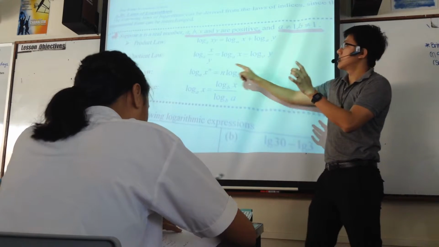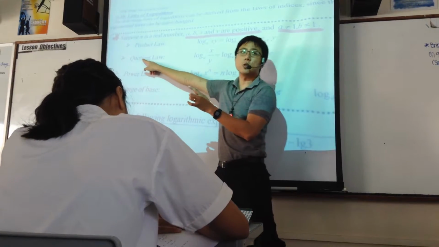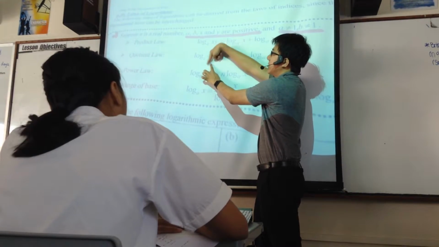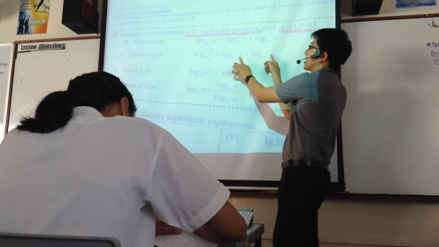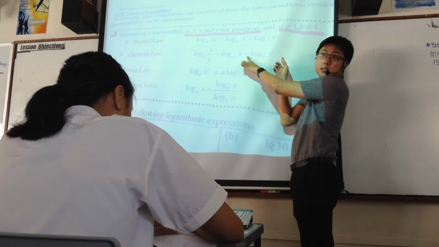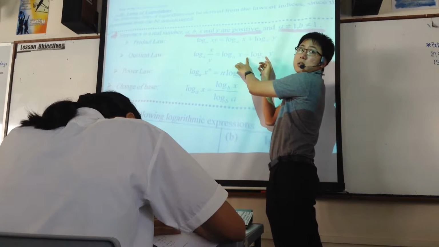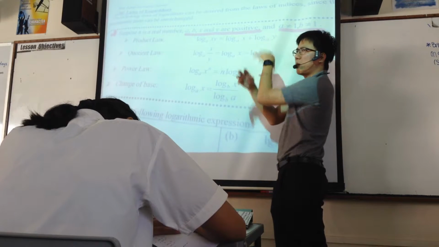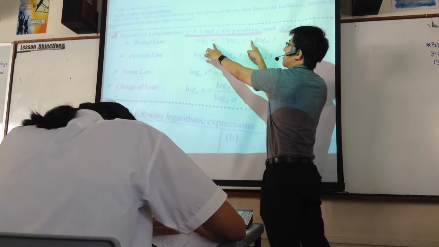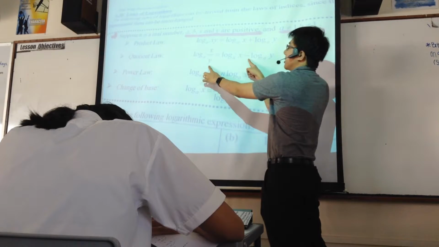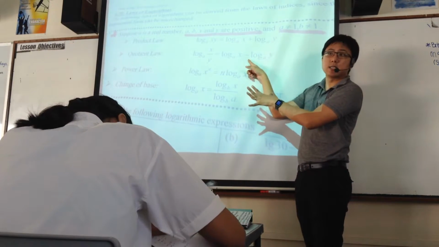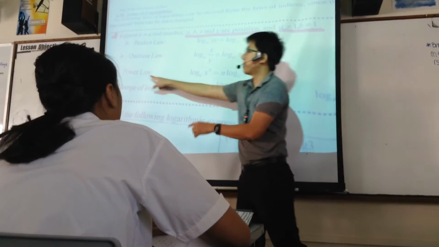Okay, now second one, quotient. Quotient means if the log inside is divided, what happens? I split, become what? Minus. Can follow? So it's like the opposite of that. If it's multiply, split becomes plus. Divide, split becomes minus. Okay? Now third one, power law.